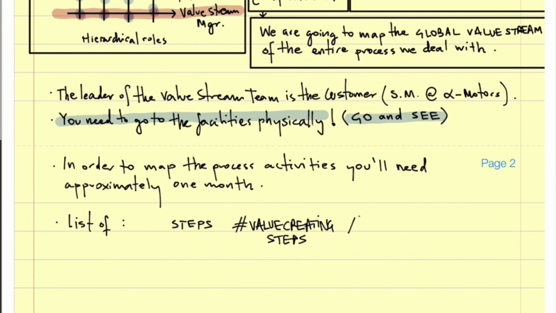We map the total time. And we map the total value creating time. Total steps, total time, value creating time. Okay.